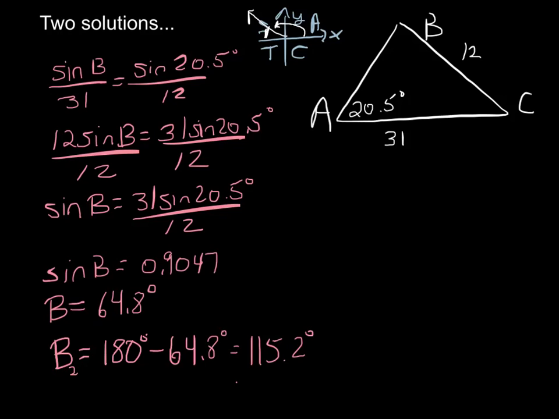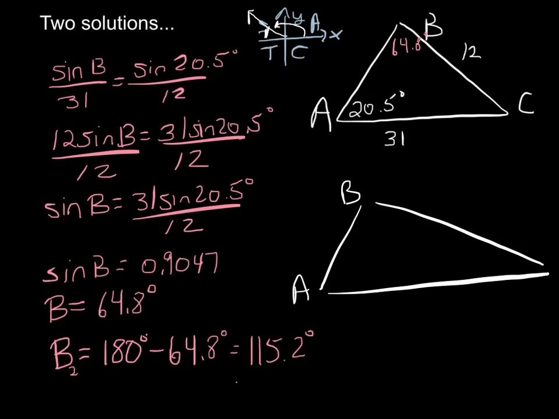So this means that we can create two triangles, one that has an angle of 64.8, and we can create another triangle that also has 20.5 degrees, a side measure of 31, a side measure of 12, except this angle would be 115.2 degrees. So two completely different triangles with the same angle, side, and side measures.